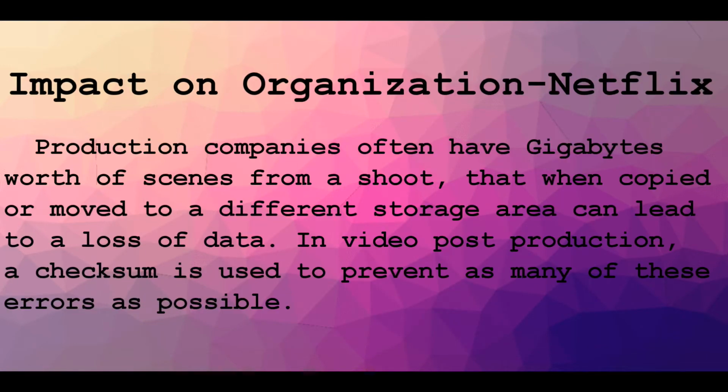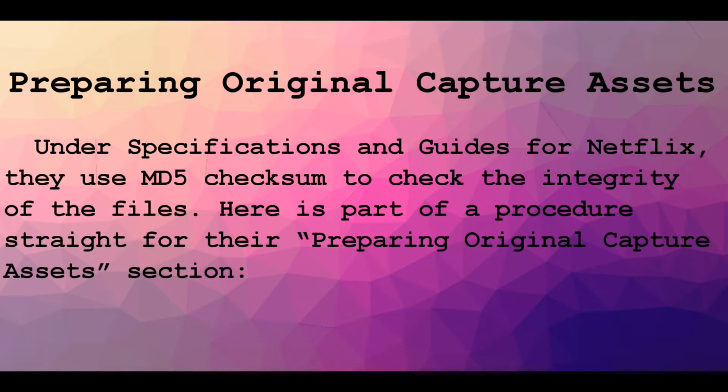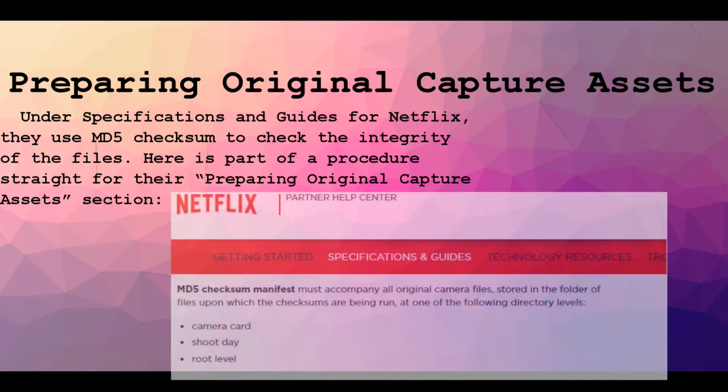his workstation. Production companies often have gigabytes worth of scenes from a shoot that when copied or moved to a different storage area can lead to a loss of data. In video post-production, a checksum is used to prevent as many of these errors as possible. Under specifications and guides for Netflix, they use MD5 checksum to check the integrity of the files. Here is part of the procedure straight from their preparing original capture assets section.